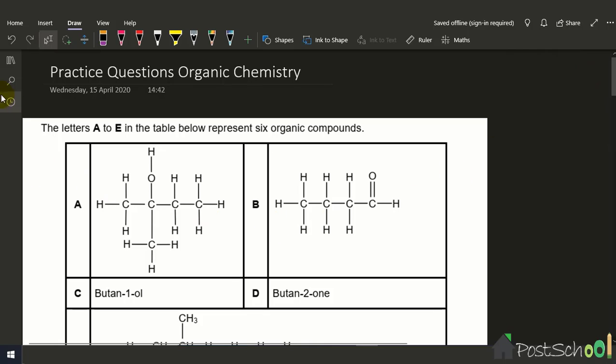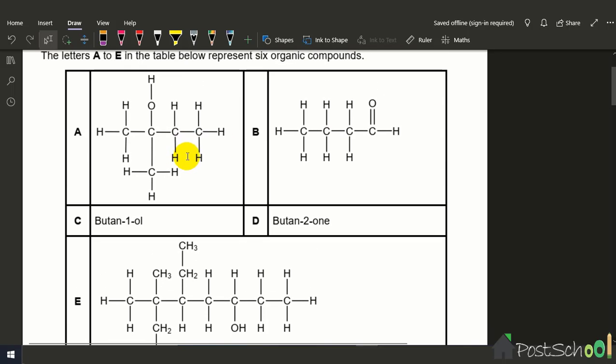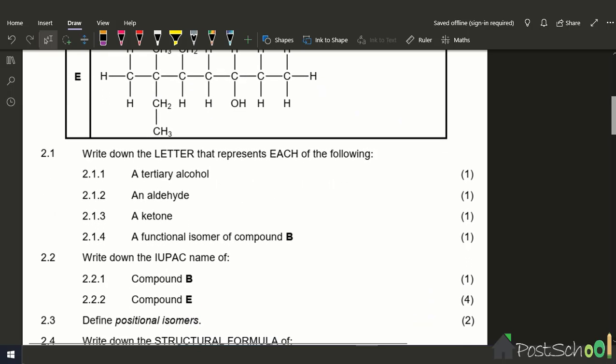So let us quickly do the letters A to E below represent 6 organic compounds as we can see. Here is an alcohol because of that OH, we see an aldehyde, alcohol, ketone. It should be easy to recognise these things, and then there is the alkane. So let us do our questions.